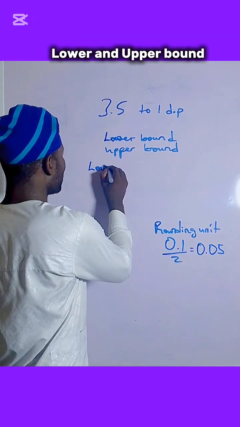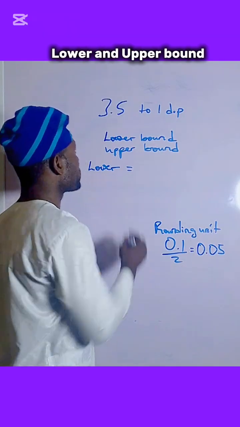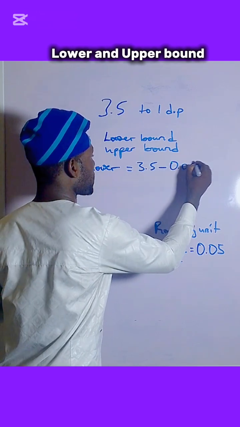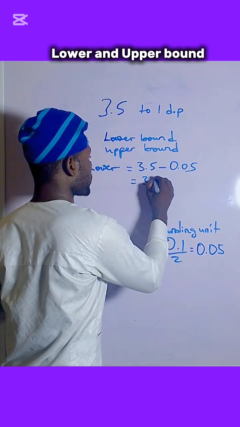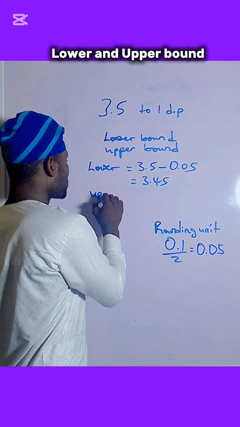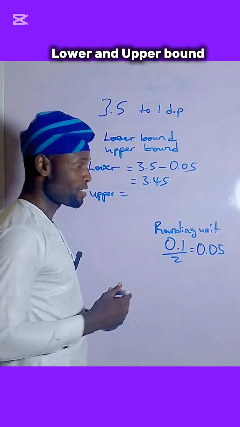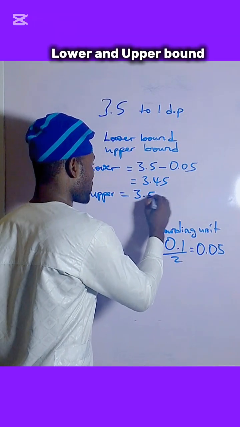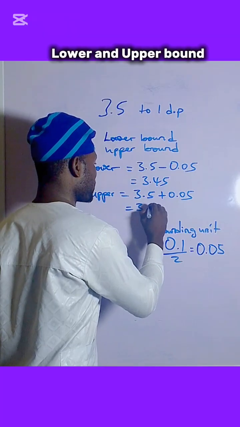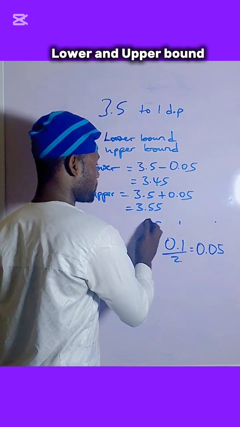For lower bound, what we need to do is to subtract 0.05 from the rounded value, 3.5 minus 0.05. We have 3.45. We have found the lower bound. Now, for the upper bound, we add 0.05 to the 3.5, 3.5 plus 0.05. We have 3.55. We have found the upper bound.